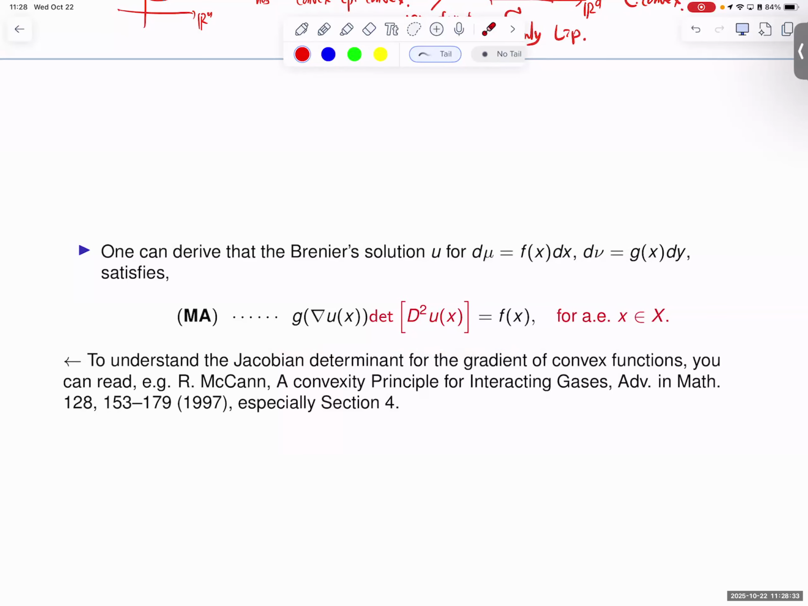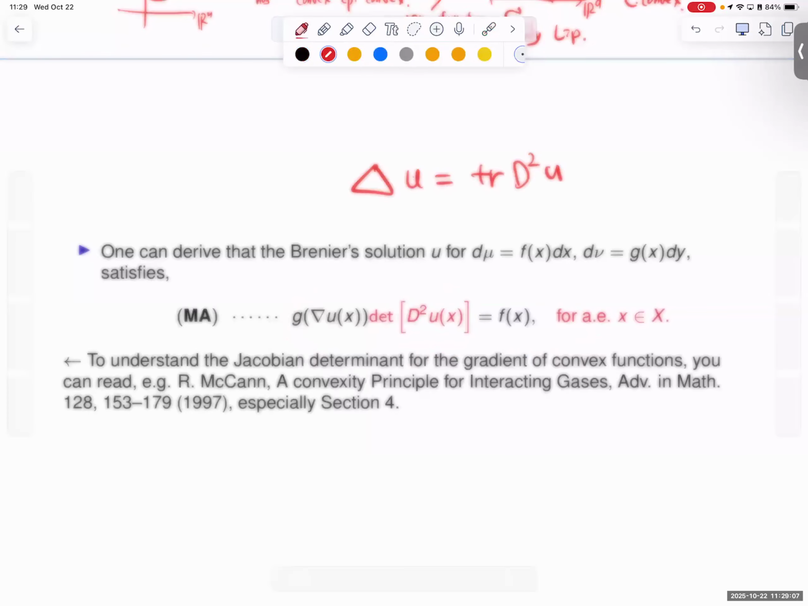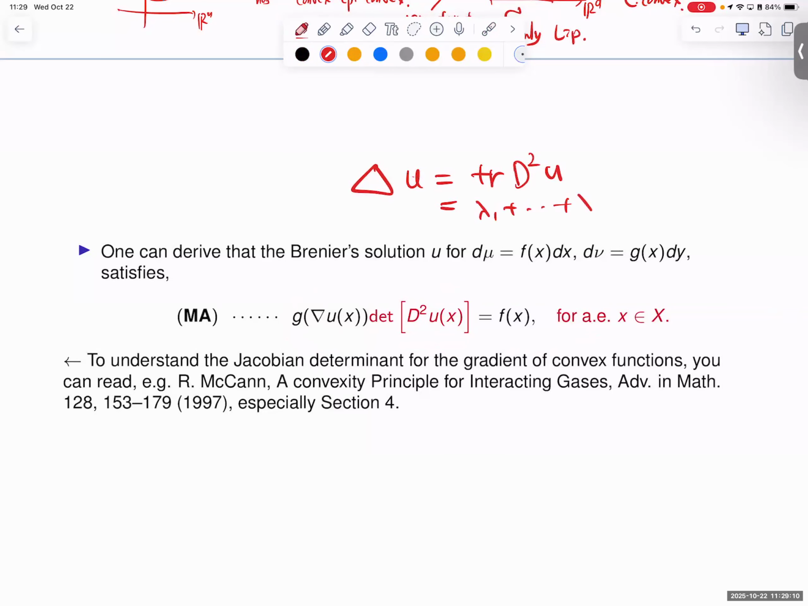Yes. Just about this PDE, can we classify it in terms of elliptic, hyperbolic? Oh, great question. This type of PDE is called a fully nonlinear PDE. Why fully nonlinear? Here the nonlinearity is in the Hessian, but the Laplace equation is the same as taking the trace of this thing, right? So the Laplace equation is just the sum of eigenvalues.